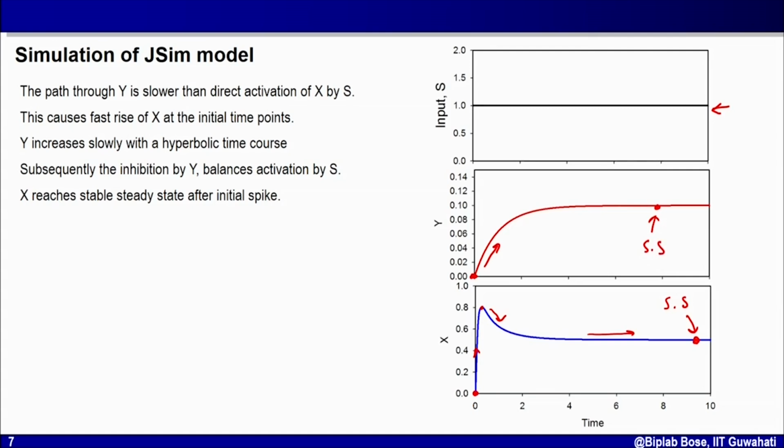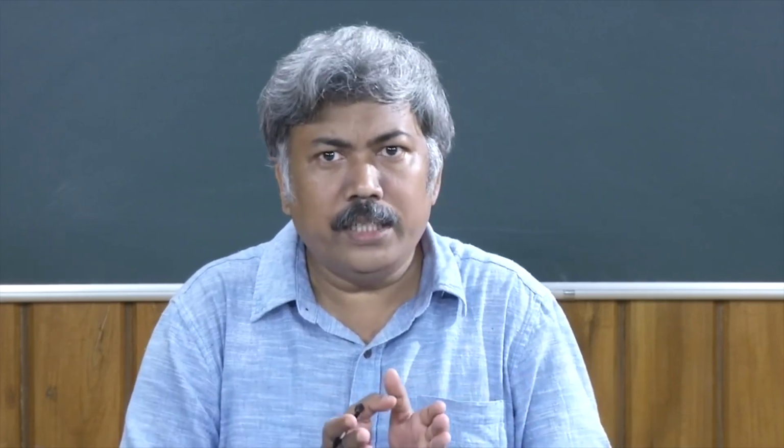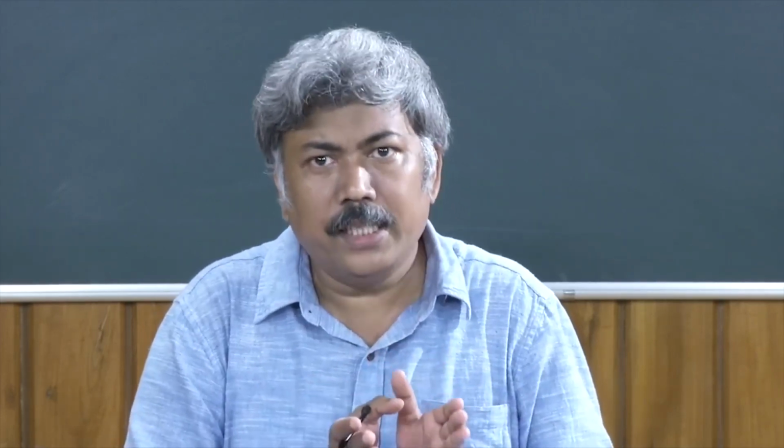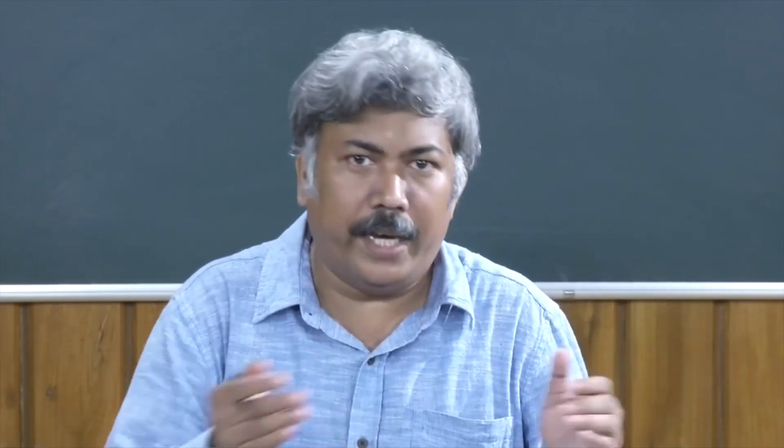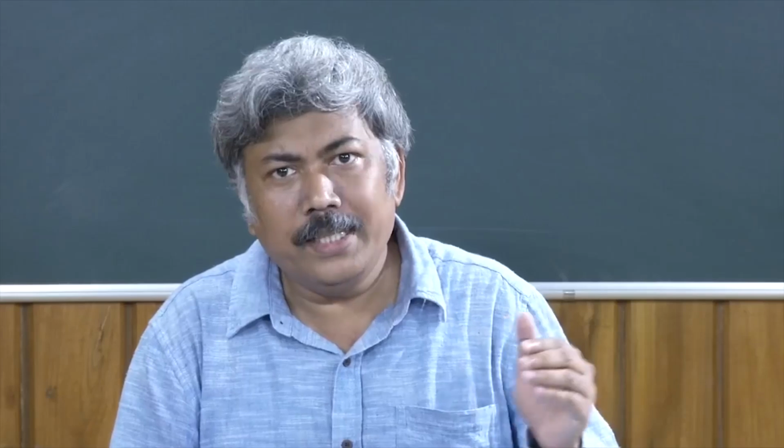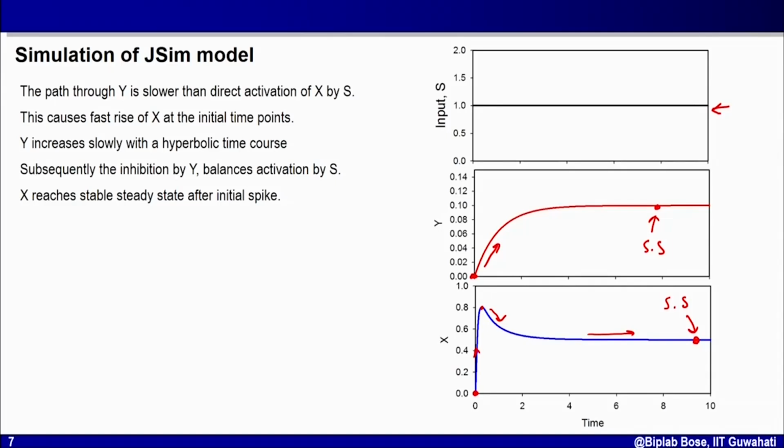So what is happening here? Actually in this case I have two paths. The signal is going to x from s using two paths, one involving y, one is direct. The path through y is slower. The direct path is obviously faster. So initially there is a sharp rise of x as the y path is slower. So that's what I have written here. The path through y is slower than the direct activation of x by s. And that causes a fast rise of x at the initial time points.